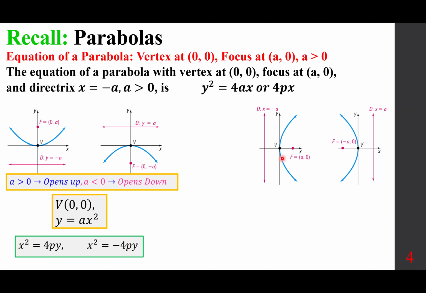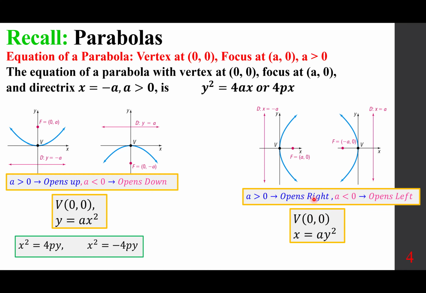This opens sideways to the right and to the left. So again, we have the vertex at 0, 0. However, this time x is equal to ay squared. Notice this is quadratic with respect to x because it opens up and down. This is quadratic with respect to y because it opens sideways. So if a is positive, it opens to the right. If it's negative, it opens to the left. And so the equations become y squared equals 4px or y squared equals minus 4px.